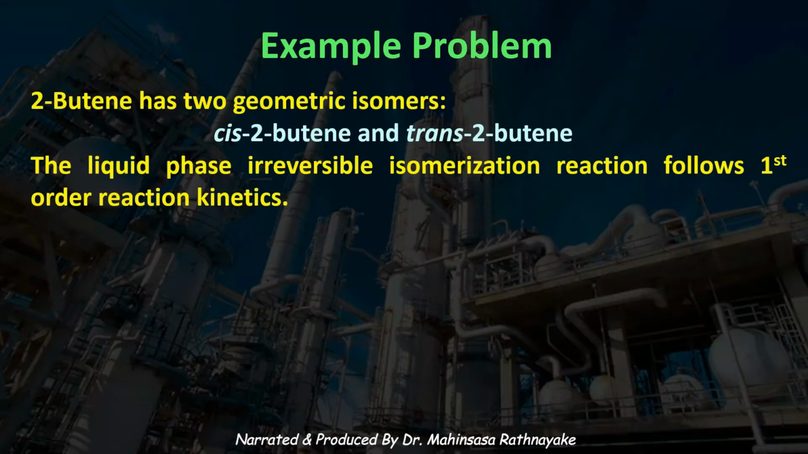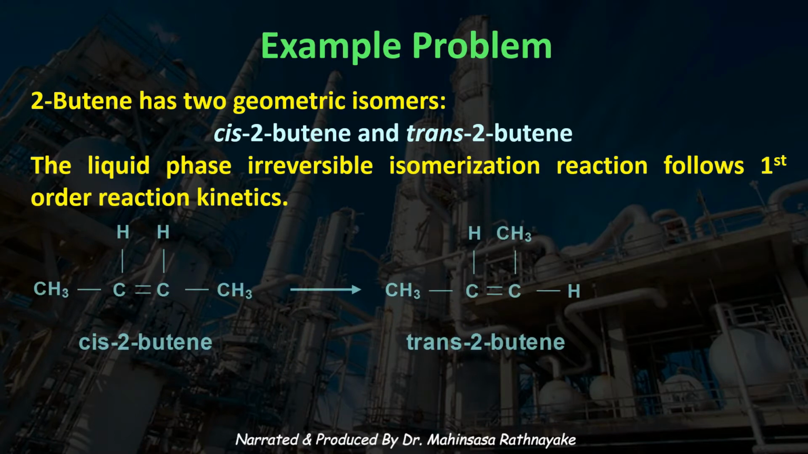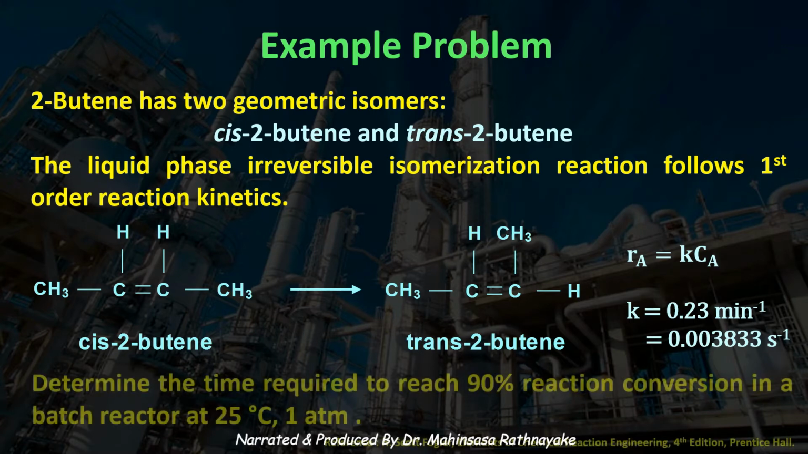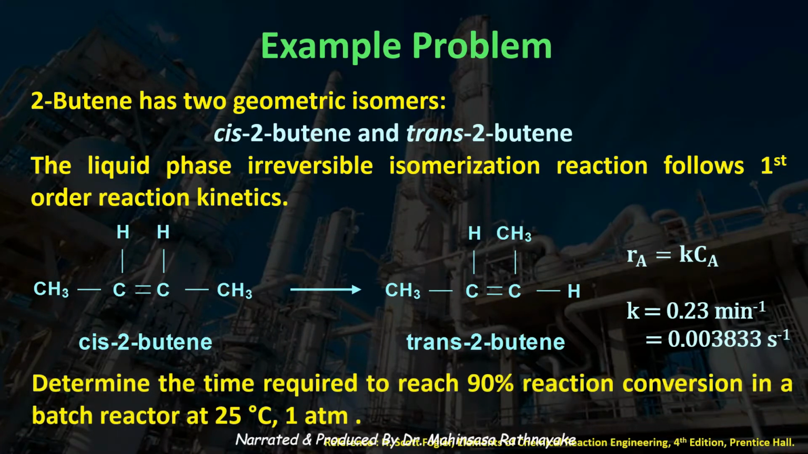2-butene is a 4-carbon alkene which has two geometric isomers. They are cis-2-butene and trans-2-butene. You can see the liquid phase irreversible isomerization reaction of 2-butene on the screen now. It follows first order reaction kinetics. Let's take the reaction constant simple K as 0.23 per minute. That is 0.003833 per second. We have to determine the time required to reach 90% reaction conversion in a batch reactor.